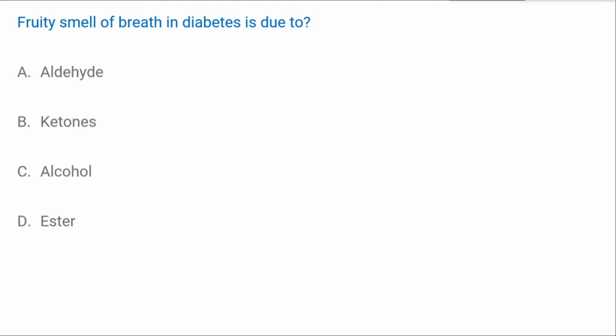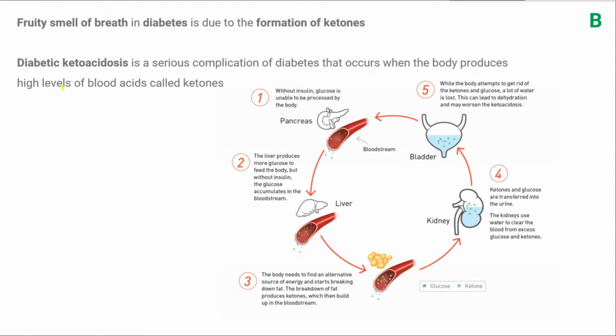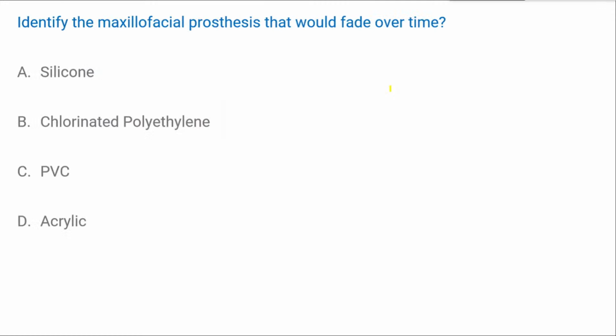Another direct question. Fruity smell of breath in diabetes is due to which of the following agents? I think I don't need to explain this much. Ketones, diabetic ketoacidosis. Increased production of ketones gives a fruity odor in breath. That's all.